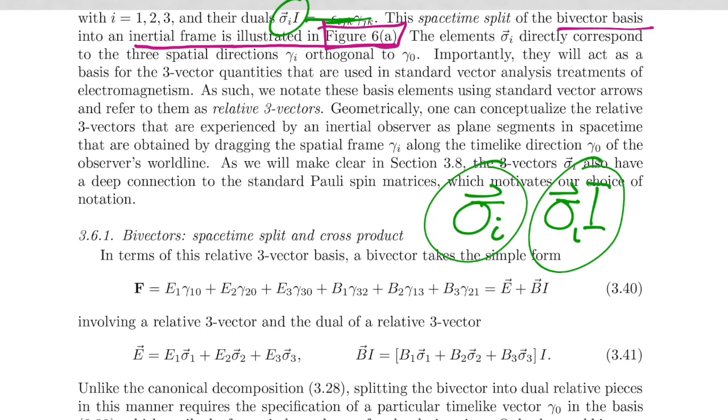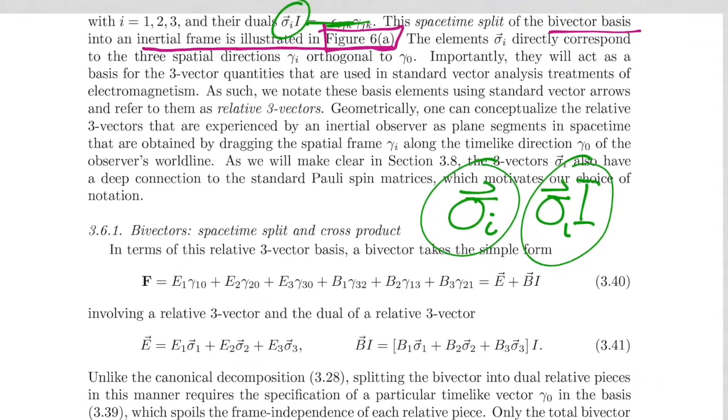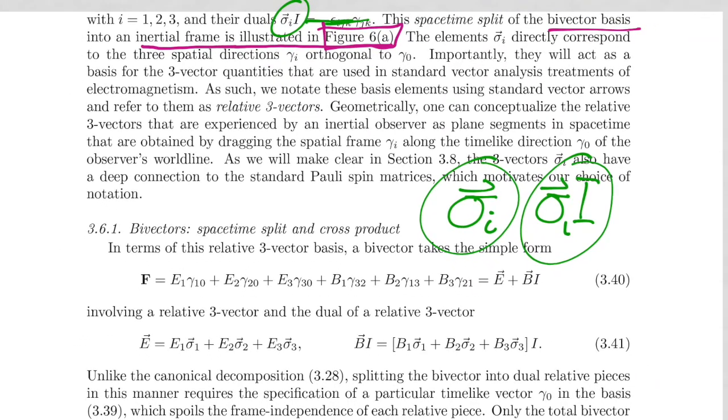Because for us, the elementary duality, which we'll call Hodge duality, is right multiplication by I. Now we're creating a new form of duality. We have yet to fully manifest it, but it starts by understanding that there's this split in the bivector basis. So the elements of sigma I directly correspond to the three spatial directions gamma I orthogonal to gamma 0.